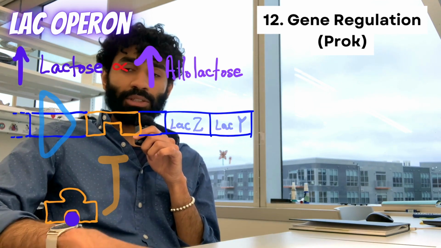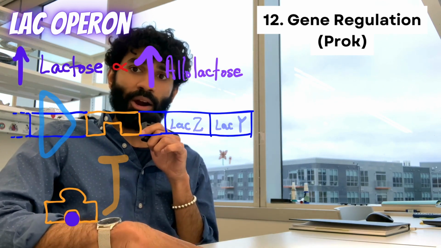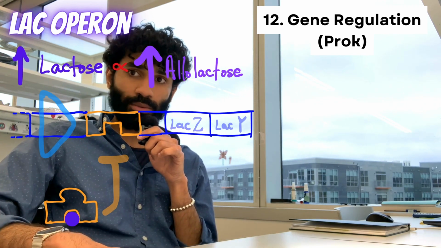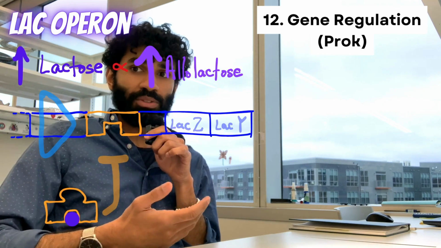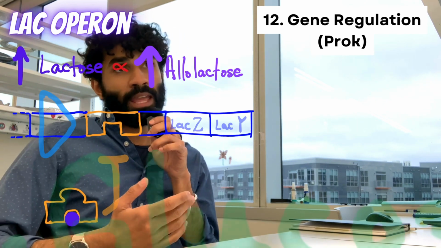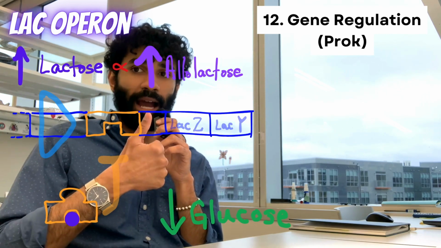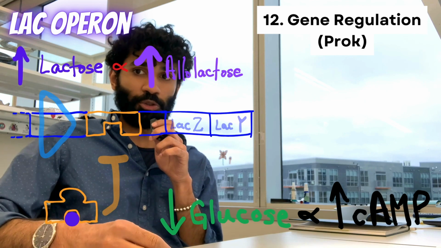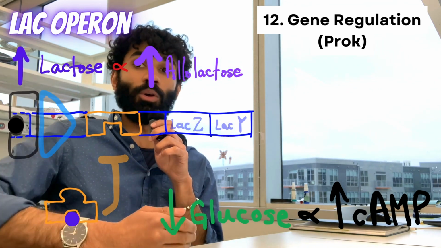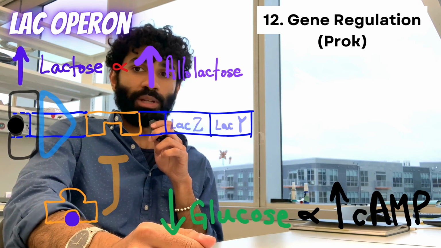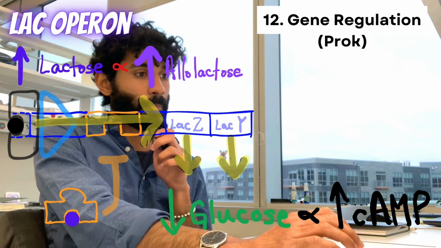So again, high lactose, high allolactose binds to the repressor. Repressor can't bind to the operator. RNA polymerase transcribes at a low basal rate. Then there's also no glucose in the environment, so the cell really needs energy. And in that case, when glucose is low, cyclic AMP is high, and that binds to a positive regulatory protein called CAP. And then CAP can bind to the promoter and positively regulate and promote transcription of the lactose metabolism genes at a much, much higher rate.